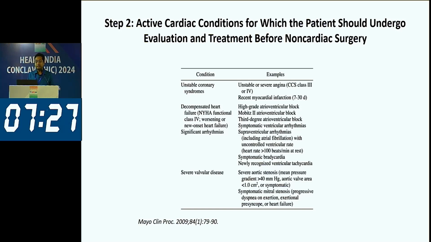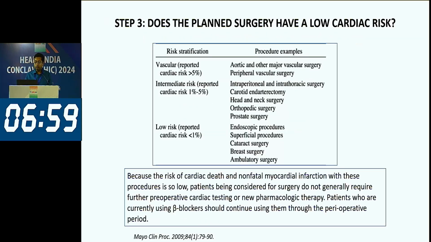Now the step 2 we had is to assess the severity of the patient on cardiovascular. What are the severity indicators? That is, a patient is having an unstable coronary syndrome, that is either an unstable angina or NSTE-ACS or ACS, or having a decompensated heart failure, significant arrhythmia continuing, or severe valvular heart disease like severe AS or critical MS. So these are very important to look for.